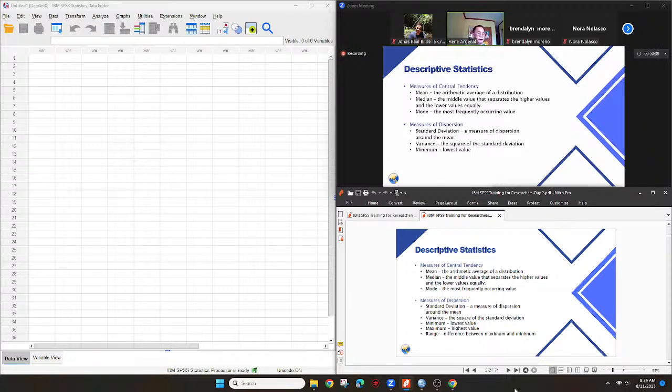And then you have the concept of the minimum and the maximum. The minimum is the lowest value, and the maximum is the highest value. And then you have the range, which is the difference between the highest and the smallest values in the data set. Although there are also other measures of dispersion, such as the quartile deviation.